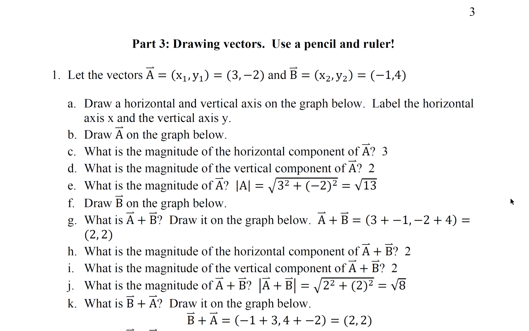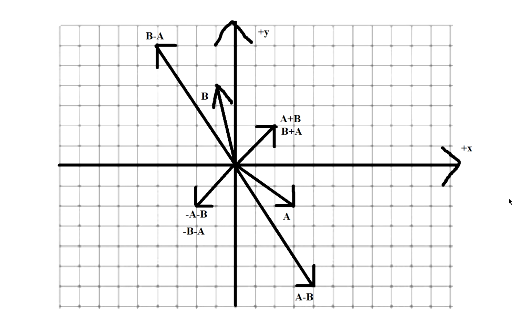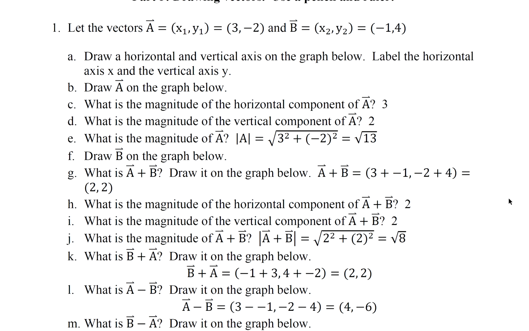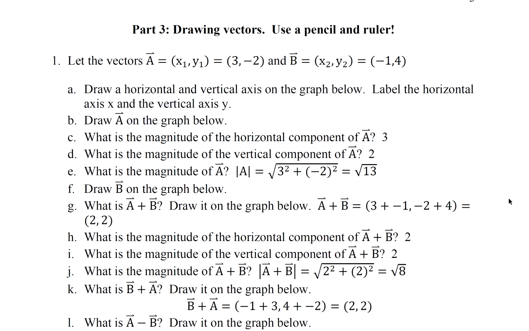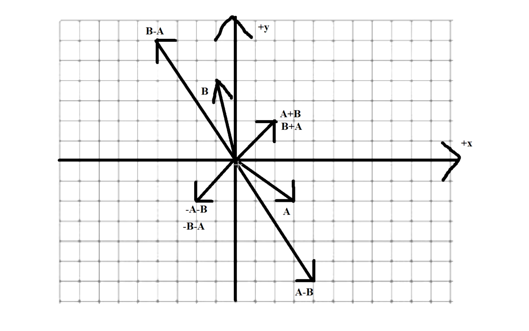Part 3, drawing vectors. Use a pencil and ruler. So let the vectors A equal 3, minus 2, and B be minus 1, 4. So part A, draw a horizontal and vertical axis on the graph below. Label the horizontal axis X and the vertical axis Y. So we get something like this. Part B, draw A on the graph below. So A is going to be 3, minus 2. So A is going to be 3 to the right, 2 down. So this is A.